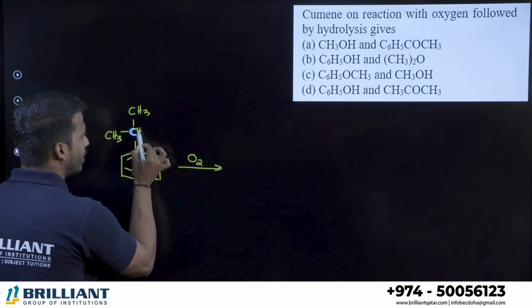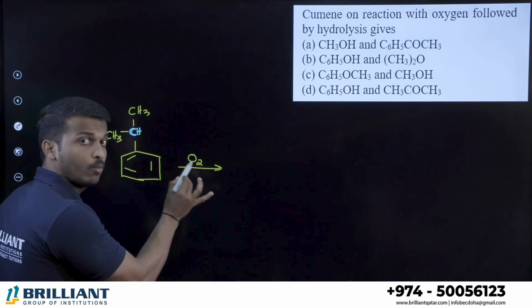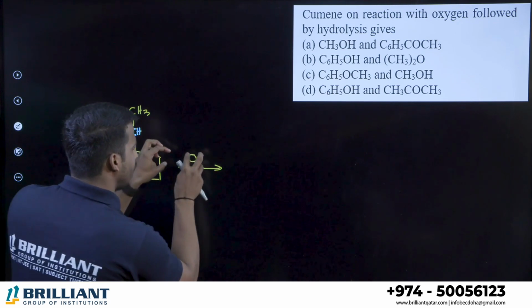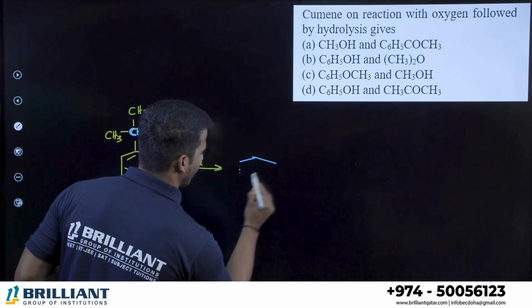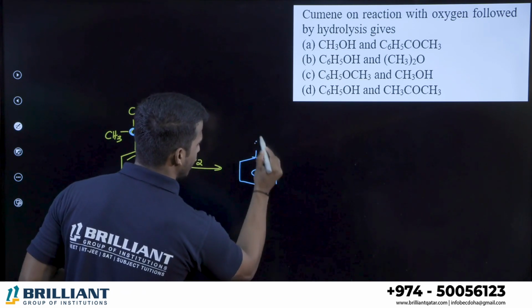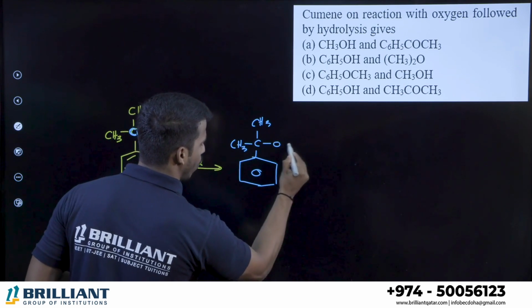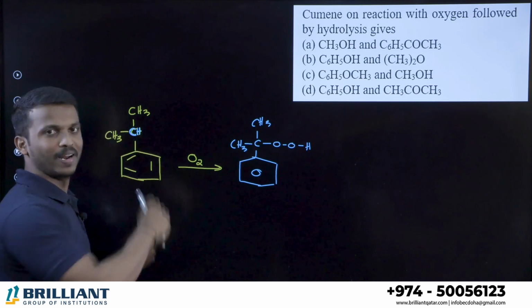There is a carbon and there is a hydrogen. Correct or not? Okay. Can you see the oxygen atom? Oxygen molecule is there, there are 2 oxygen atoms. Please place these 2 oxygen atoms in between this carbon and hydrogen. So let me write it like this: benzene, C, CH3, CH3. What can we write? OOH. Just add the oxygen atoms in between this carbon and hydrogen.